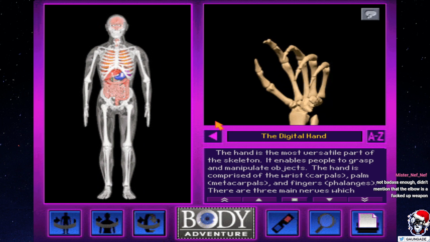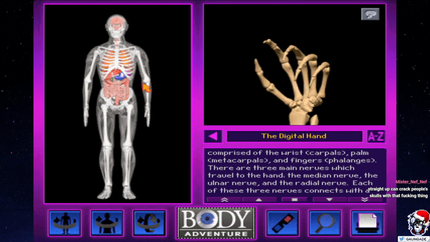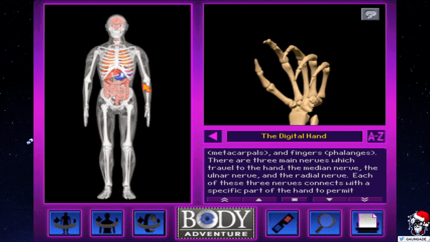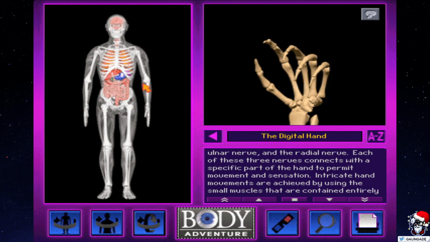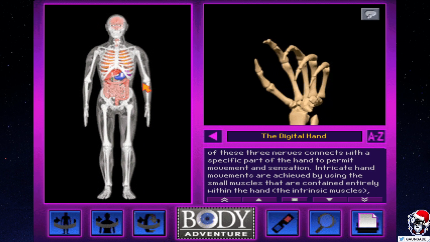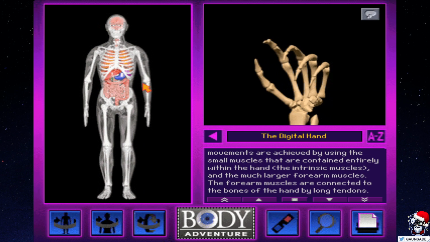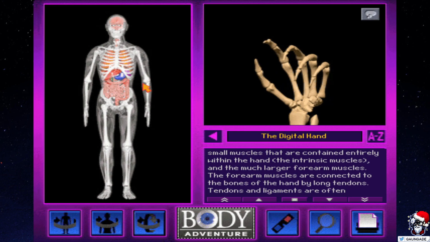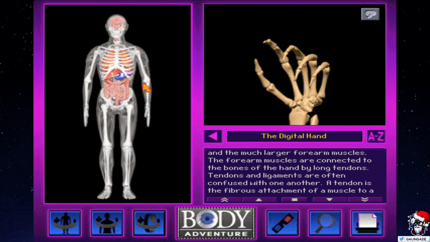The symbol appears. The hand is the most versatile part of the skeleton. It enables people to grasp and manipulate objects. The hand is comprised of the wrist, carpals, palm, metacarpals, and fingers, phalanges. There are three main nerves which travel to the hand: the median nerve, the ulnar nerve, and the radial nerve. Each of these three nerves connects with a specific part of the hand to permit movement and sensation. Intricate hand movements are achieved by using the small muscles that are contained entirely within the hand, the intrinsic muscles, and the much larger forearm muscles. The forearm muscles are connected to the bones of the hand by long tendons.